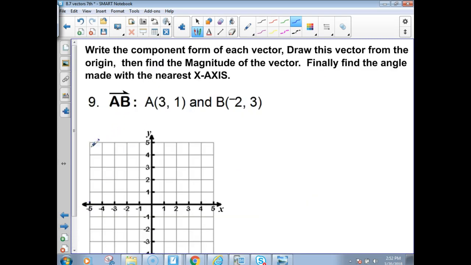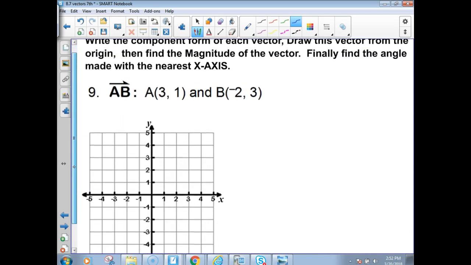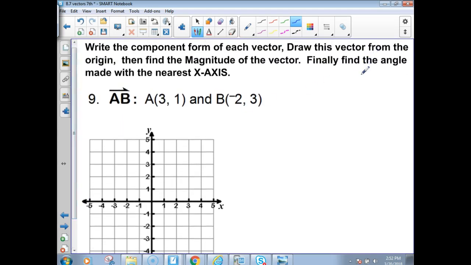Number 9 says write the component form for each vector. Draw this vector from the origin, find the magnitude of the vector, and finally find the angle it makes with the nearest x-axis. So I'm not going to plot these points. I'm going to find the component form. The component form is subtract the x's, which are 3 and -2. But you need to start with the second one because it says vector AB.